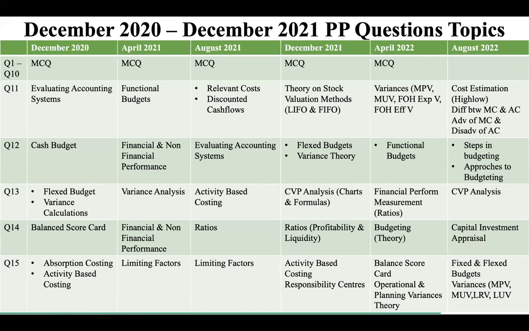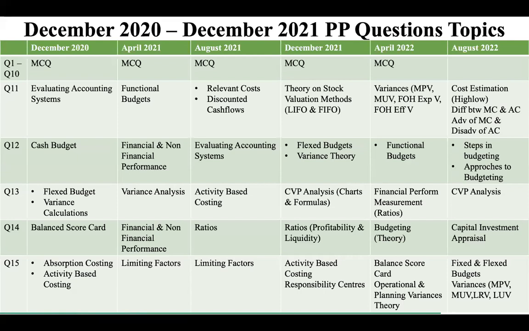Question number 11 was cost estimation, high-low, and then also differences between marginal costing and absorption costing, and advantages of marginal costing and disadvantages of absorption costing. Question number 12 was on steps followed in budgeting and the approaches to budgeting. What are the different approaches to budgeting? There was also a CVP. There was capital investment appraisal. There was fixed and flexed budgets. And there was also variances.